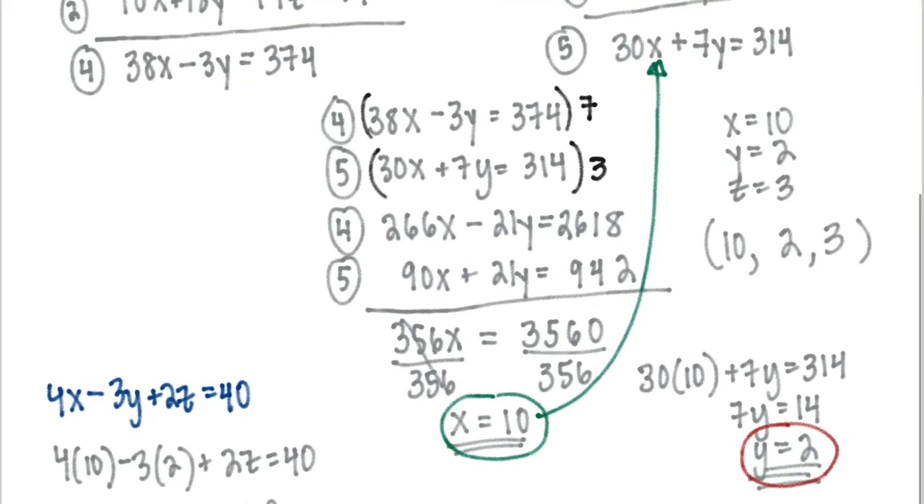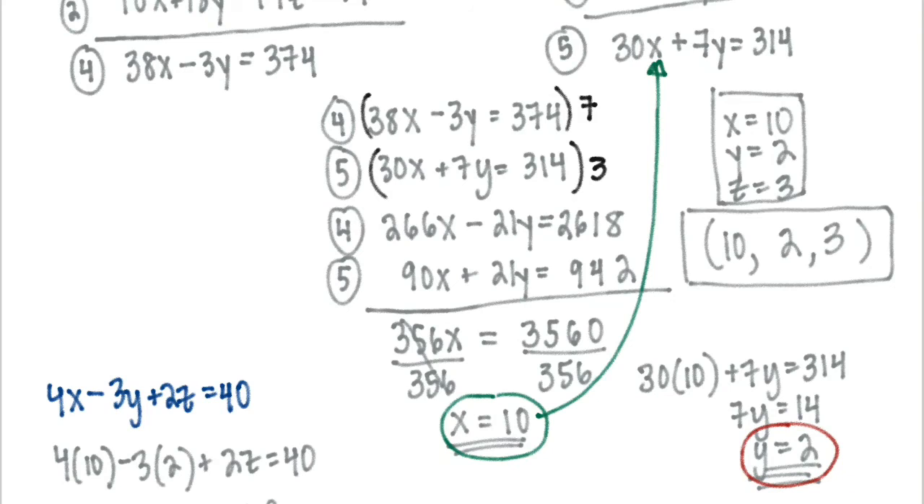So some answers might show just a list of what the solutions are, and others are going to show that ordered triple.